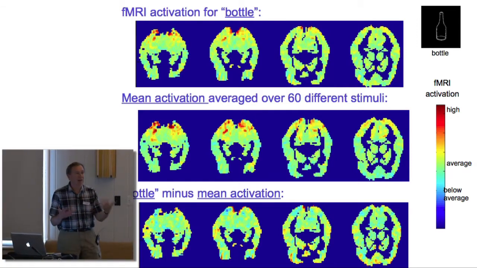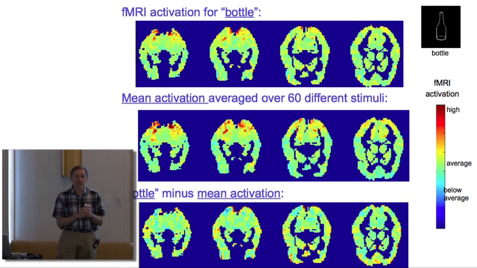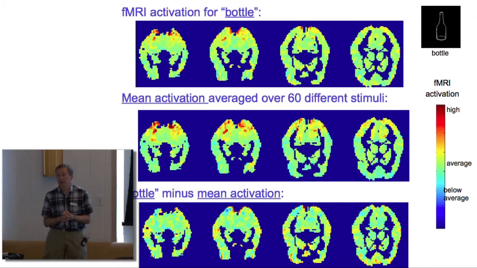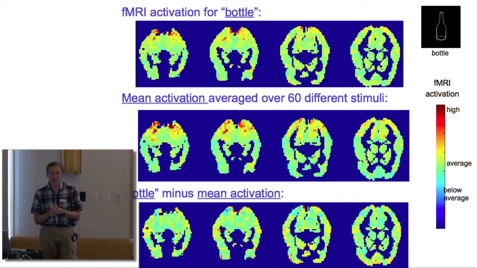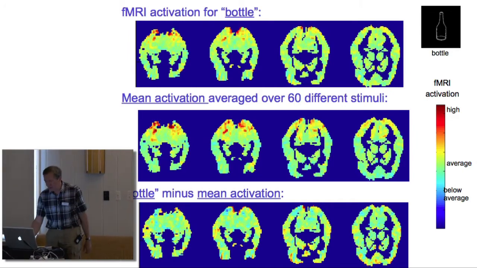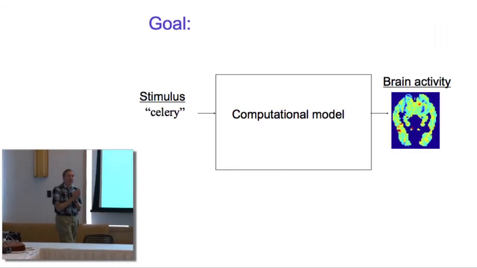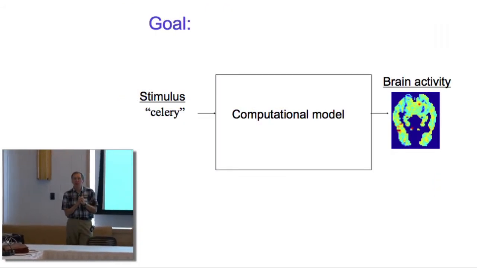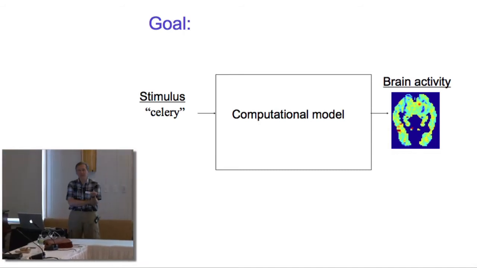And many people have used fMRI and various kinds of classifiers to show that, indeed, fMRI activation does allow us to distinguish different categories of pictures and words and so forth. So we're particularly interested in coming up with some kind of computational model that would require us to understand something about the structure of these representations.